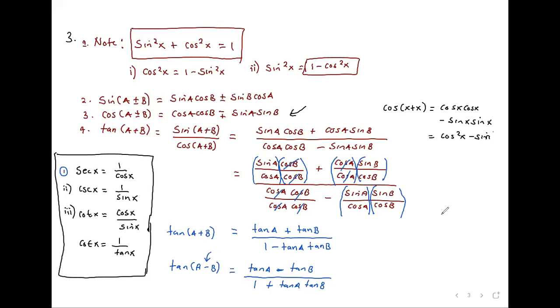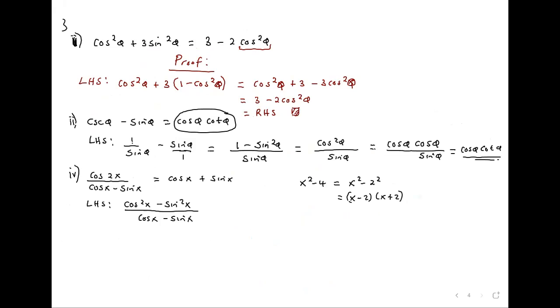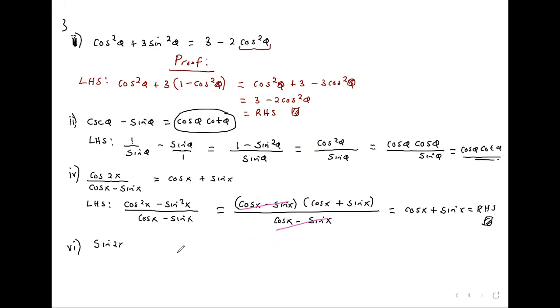So now we are doing cos 2x over cos x minus sin x is equal to cos x plus sin x. And cos 2x is the same as cos of x plus x, so we can expand it, meaning it's cos squared x minus sin squared x. Now you know that if you have x squared minus 4, you get the difference of two squares because it's the same as x squared minus 2 squared, so you say x minus 2 and x plus 2. If you had x squared minus 9, you call it the difference of two squares, so you say x minus 3, x plus 3.